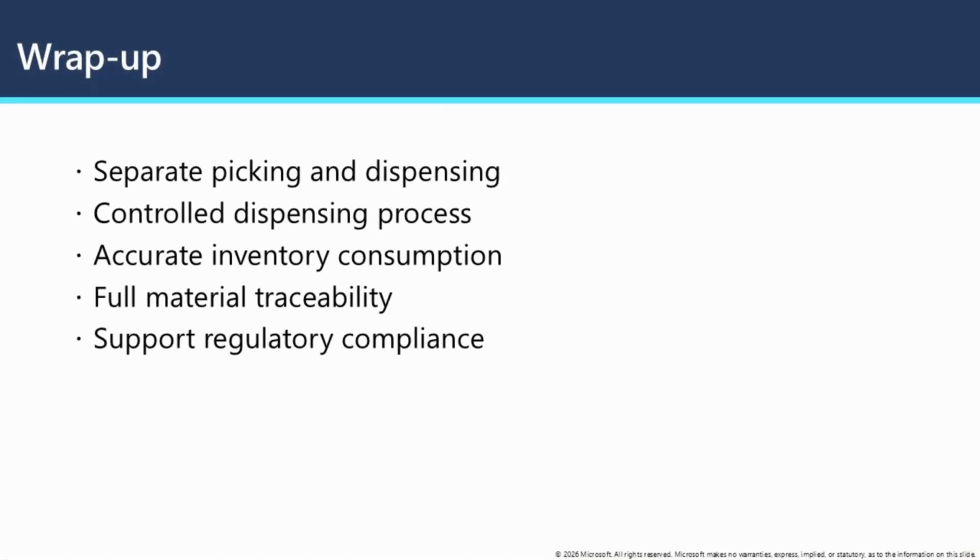That wraps up production dispensing. With this capability, organizations can precisely control how materials are staged, dispensed, and consumed in highly regulated manufacturing environments. By separating picking, dispensing, and consumption into distinct steps and journals, the process ensures accurate inventory tracking, full traceability, and compliance with regulatory requirements, while still providing flexibility for real-world dispensing scenarios.